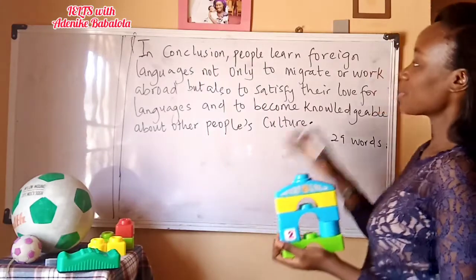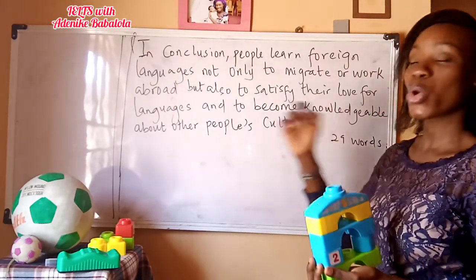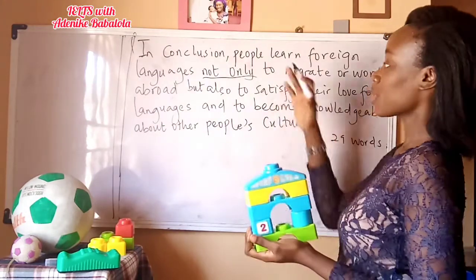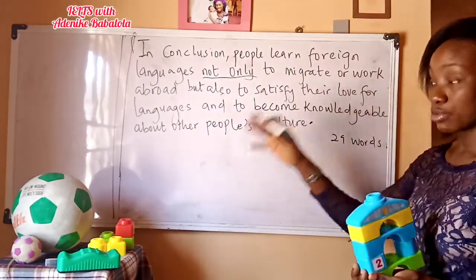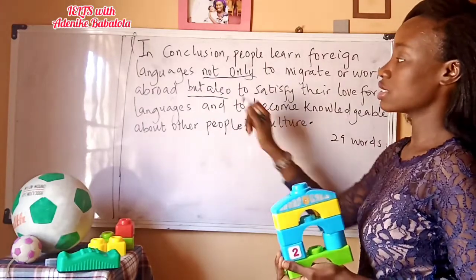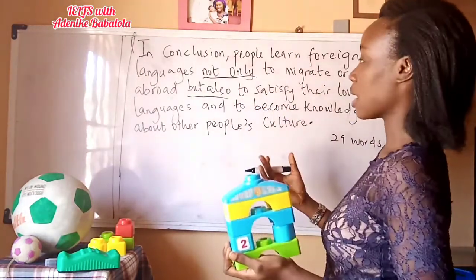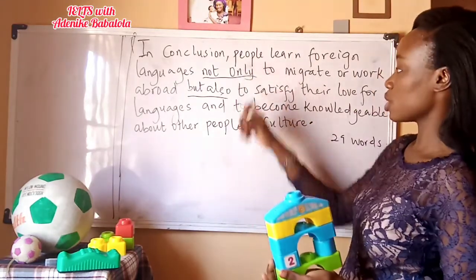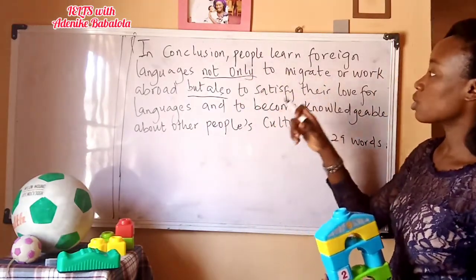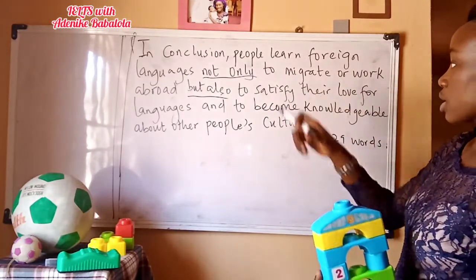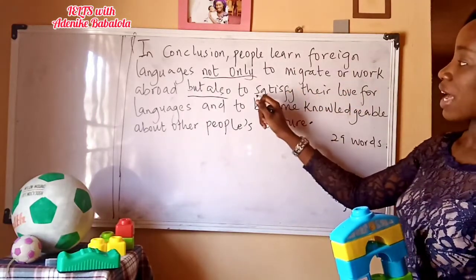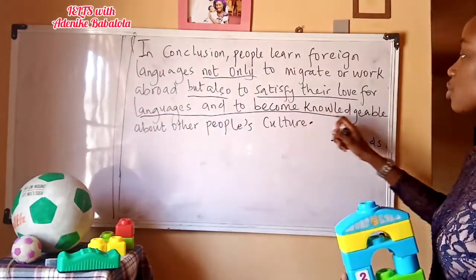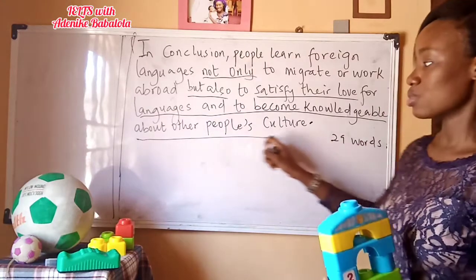In conclusion, people learn foreign languages not only, okay, that's how I show that it's my opinion, not only to migrate or work abroad, but also, this is a conjunction. It's called the correlative. Yes, correlative. You're showing two sides. Okay, not only to migrate or work abroad, but also to satisfy their love for languages. Okay, and to become knowledgeable about other people's culture.